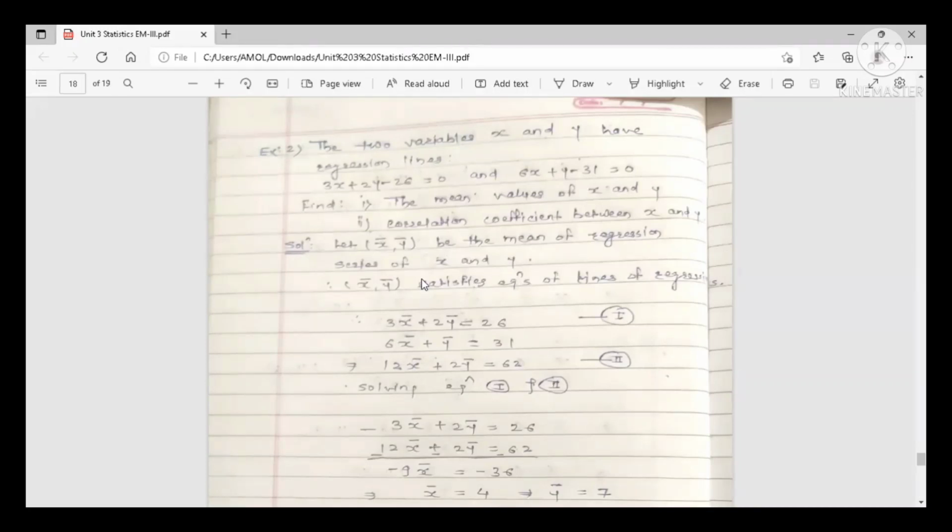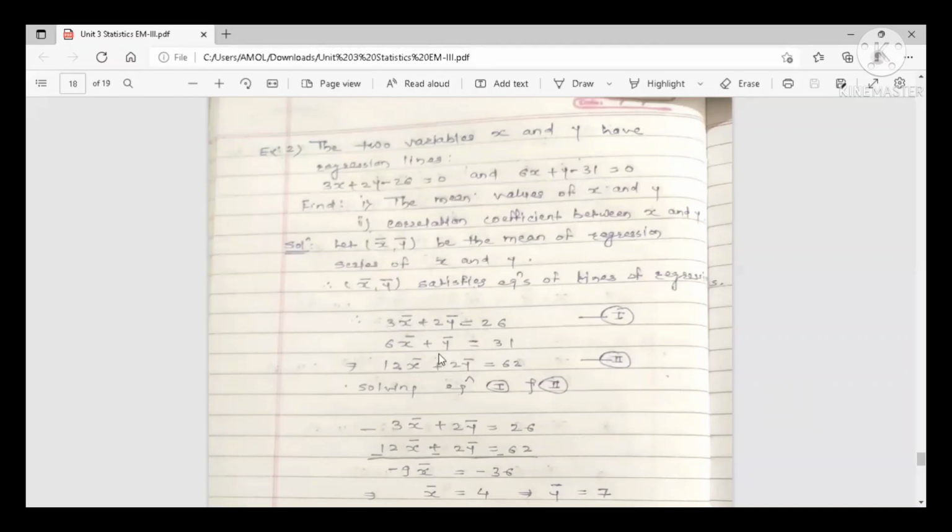So we can replace x and y by x bar and y bar in both the regression lines. 3x bar plus 2y bar minus 26 is equal to 0, means 3x bar plus 2y bar is equal to 26. Second equation, 6x bar plus y bar minus 31 is equal to 0, means 6x bar plus y bar is equal to 31. Now we'll solve these two equations.